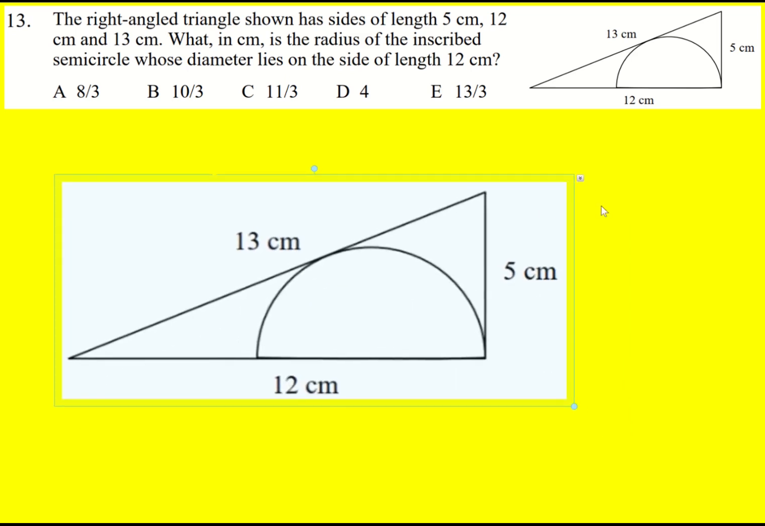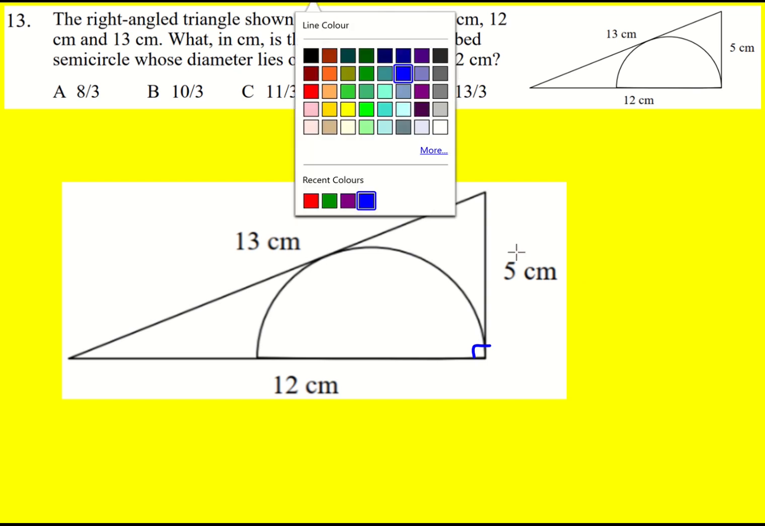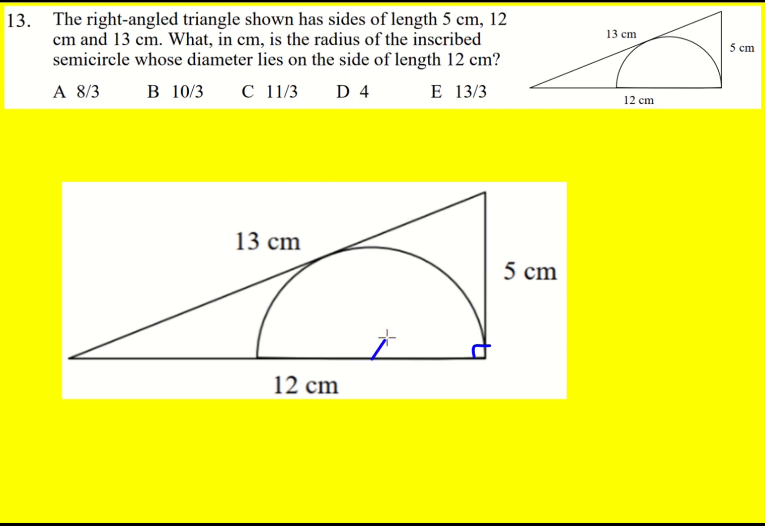Third circle question here. We've got a right-angled triangle with lengths 5, 12, and 13 as shown, and then an inscribed semicircle whose diameter lies on the side of the 12 centimeter part. Okay, we're going to have to get the radius involved here, so we don't really have any choice but to draw a line from the center.